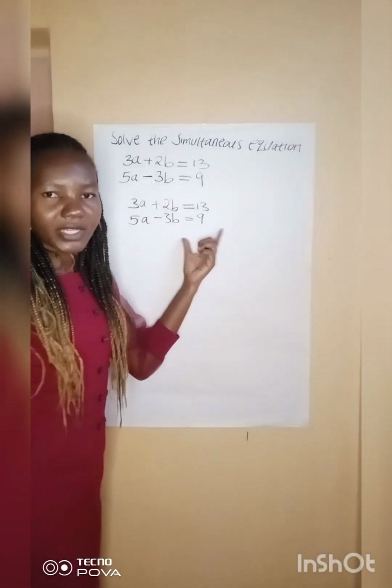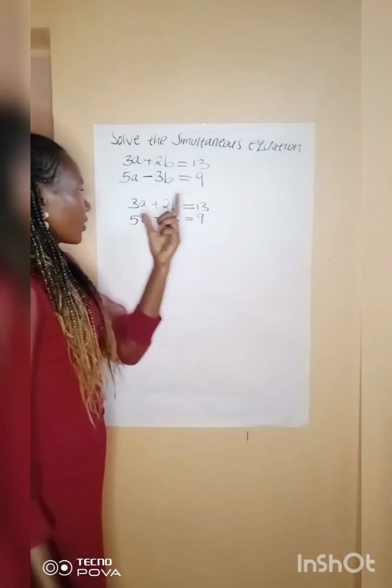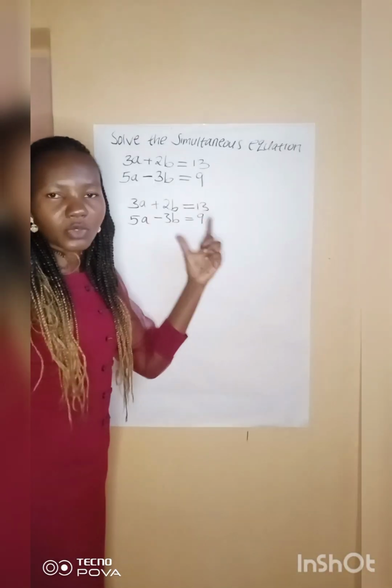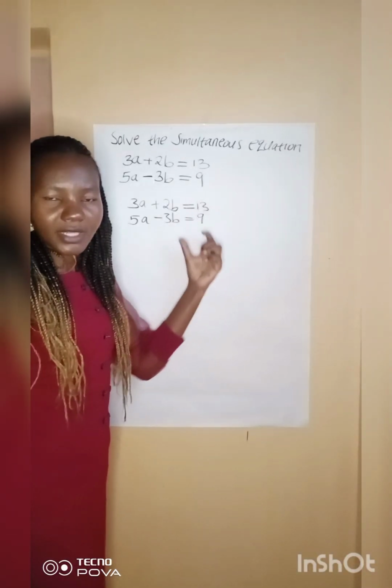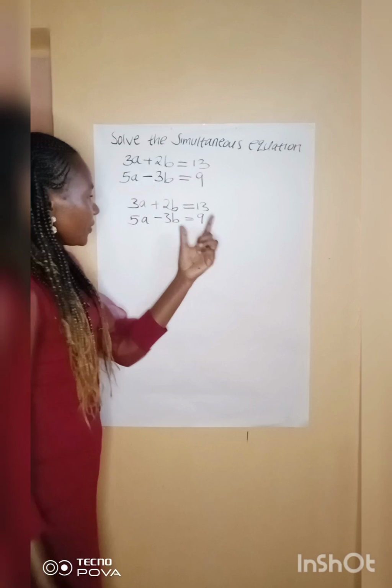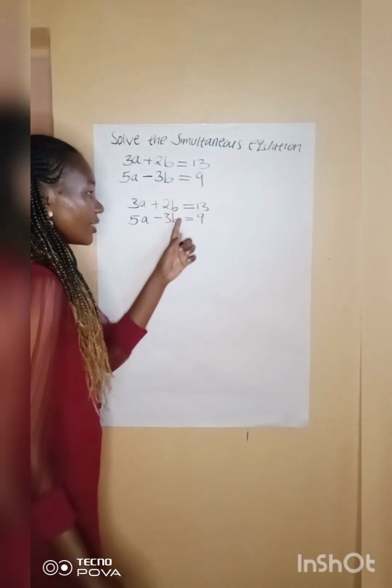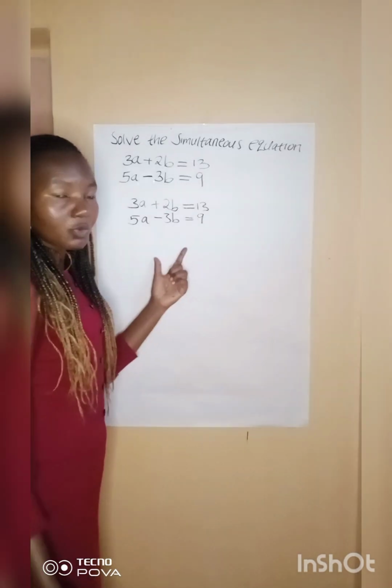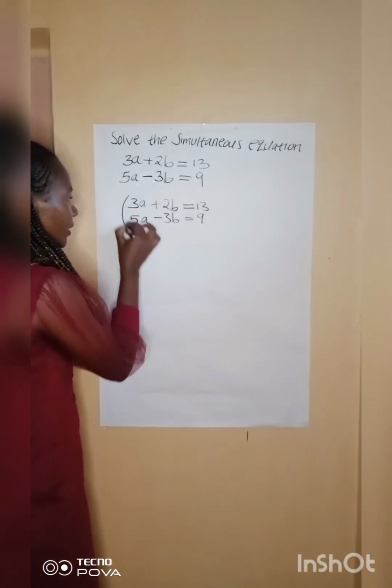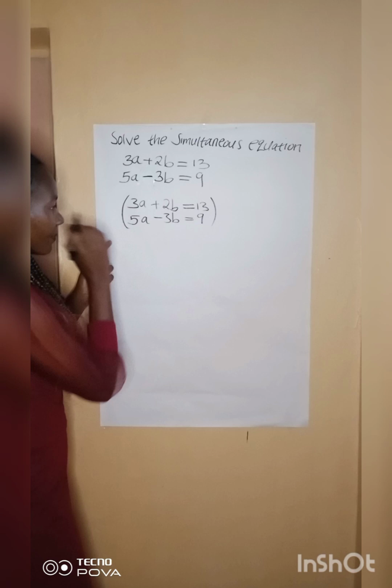Now, for our first step here, we have to decide on the value that we are going to eliminate first. Is it A? Is it B? In my case, I'm going to eliminate A first so that I can get the value of B. And this is how we do it. I'm going to multiply the two equations.